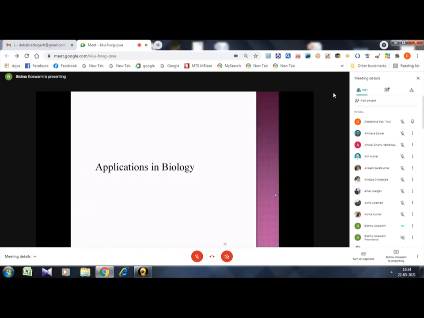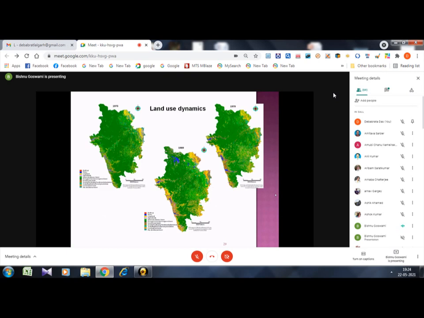But now let's focus on applications in biology, because these are the applications I have used in my work. So I came to know about these GIS tools first from land use dynamics, and they are being used there.